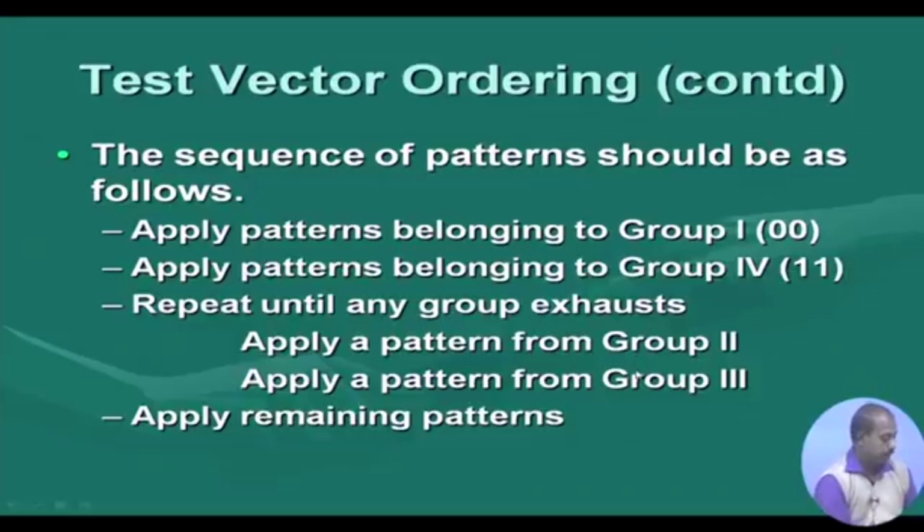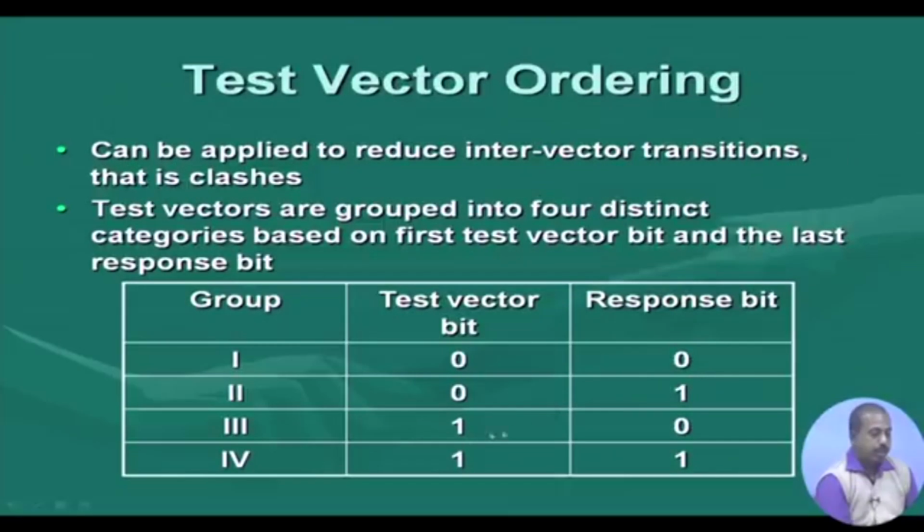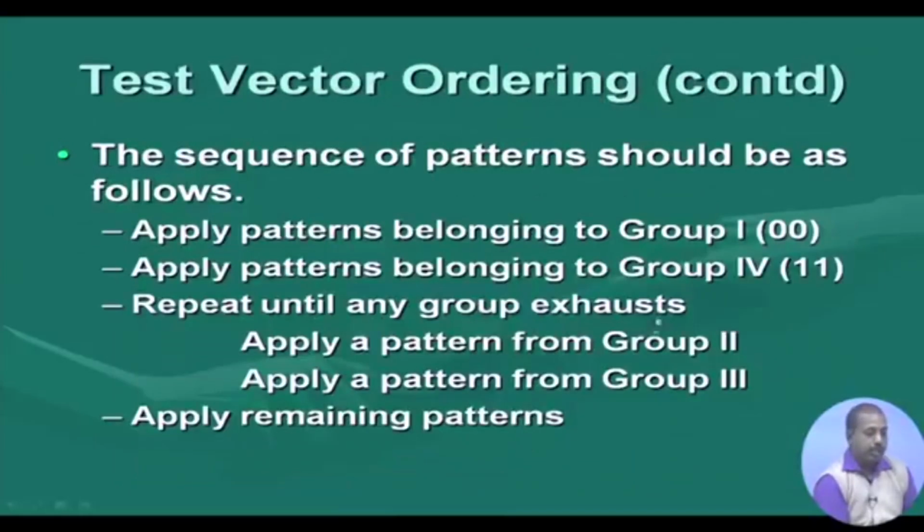So, this way you can go on alternately putting the patterns. Of course, you can see that group 4 is ending with 1. So, I should apply group 3 first and then group 2, because then one more clash, this 1 and 1, can be avoided. After placing group 4, this should be reversed: apply a pattern from group 3 followed by a pattern from group 2. That will save one more clash, not very significant, but at least some reduction will be there.